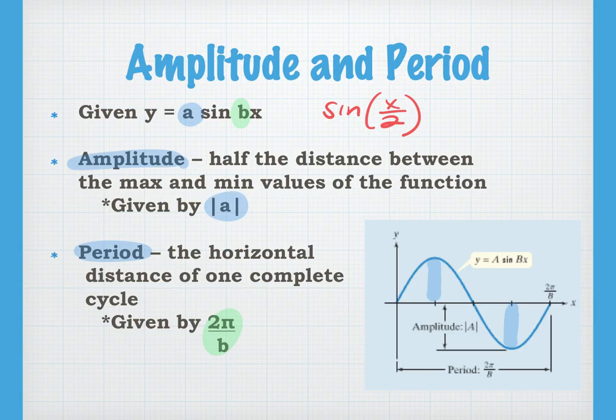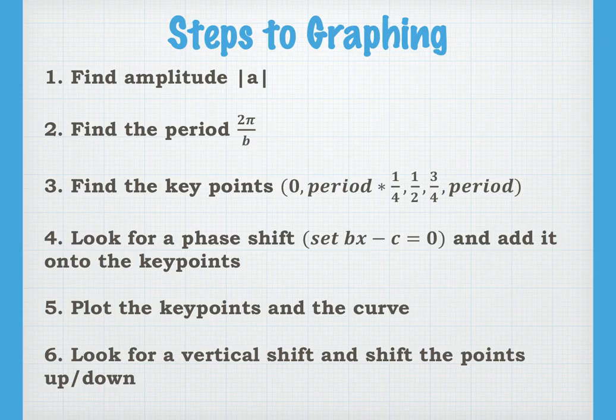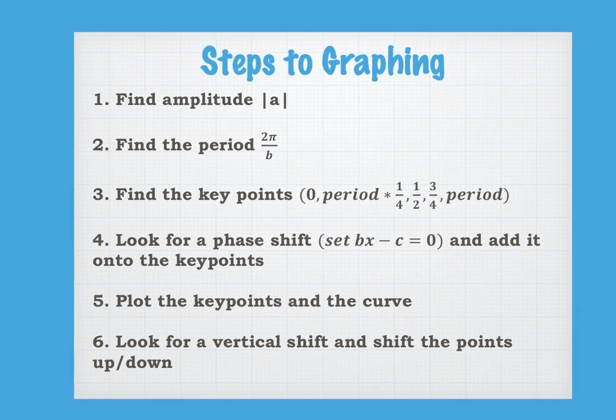And to find the period, I do 2 pi over that value. So 2 pi over b gives you the period. With me so far? Yes. Okay. Thank you, Elijah. All right, so here's our steps to graphing.